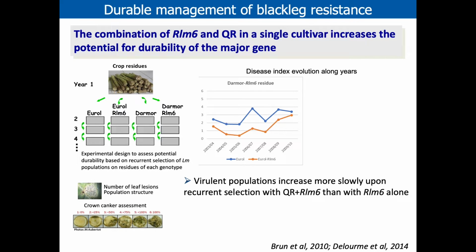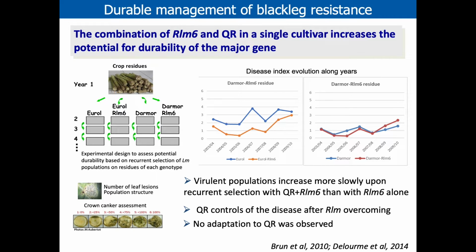This could be explained by the fact that even if virulent isolates appeared, their multiplication was reduced thanks to the quantitative resistance. And even after the population evolution, quantitative resistance controls the disease. As we see here, a low disease index on Darmor and Darmor RLM6 was observed. In addition, after recurrent selection with Darmor residues, no adaptation to quantitative resistance was shown. Then, we recommend to use quantitative resistance alone or in combination with RLM genes in order to control blackleg disease.